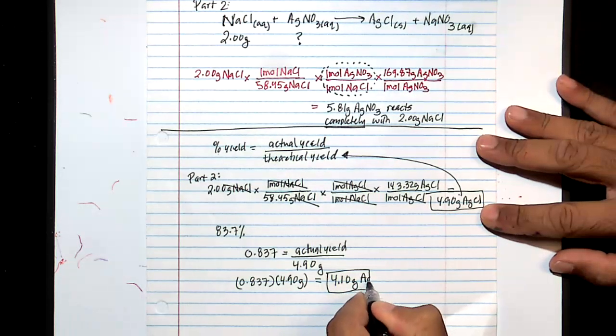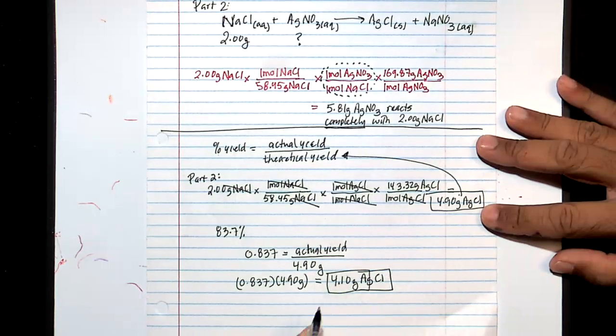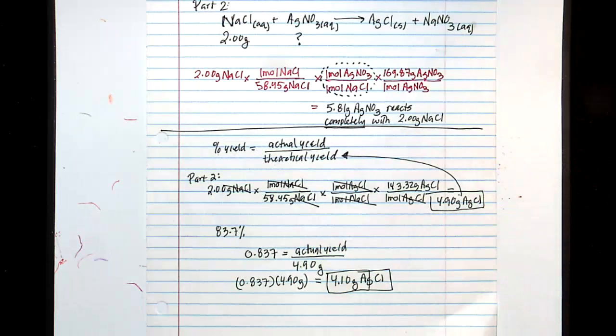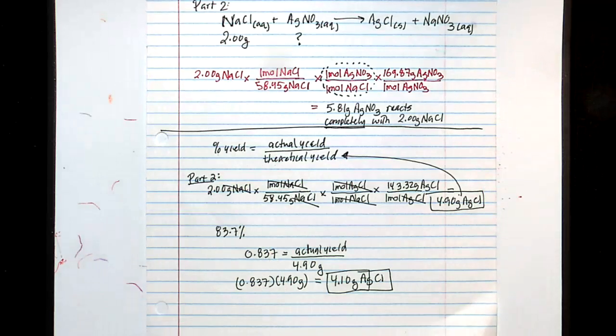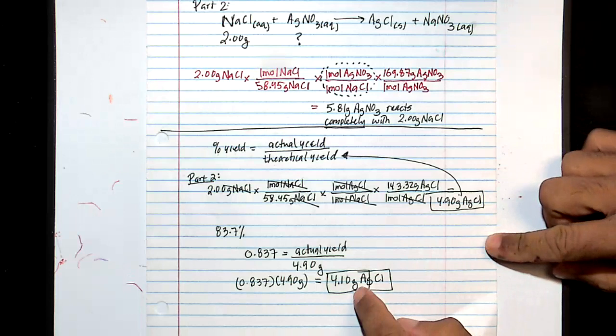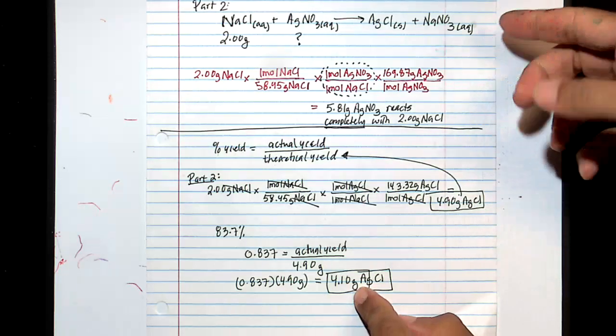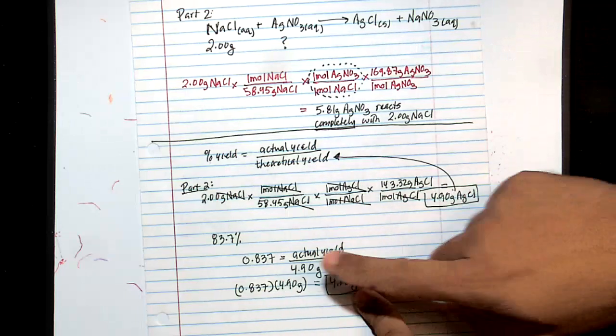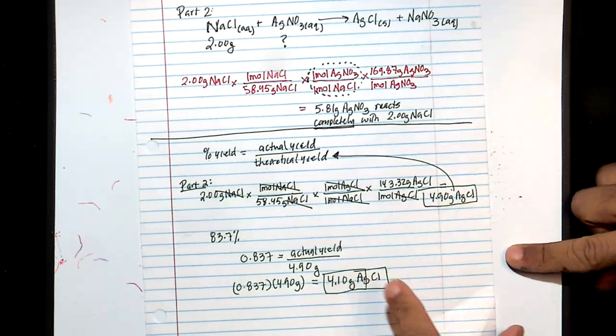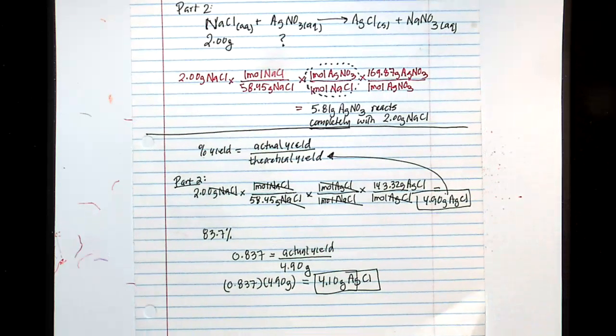Grams of this AgCl. Okay, that's part 2 of the precipitate. So 4.10 grams that you produce of this will give you 83.7% yield. All right. So you're going to do the same thing with part 1.